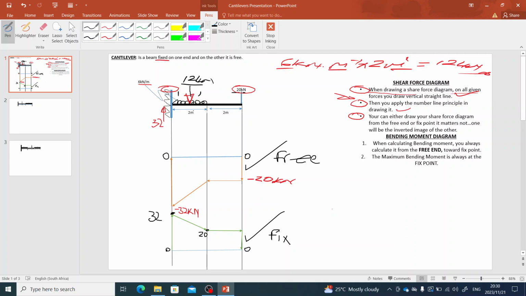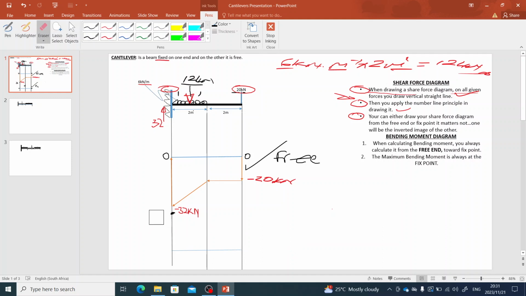But let's look at the bending moment. Let's look at the bending moment. I start removing things there. Right. Now let's wipe. Okay. Bending moment.